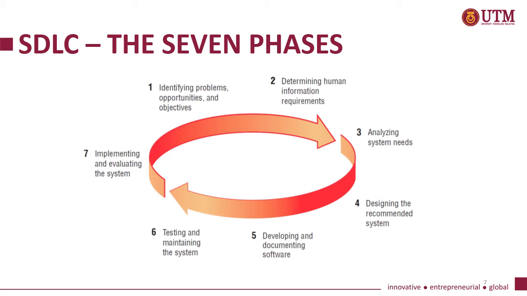There are 7 phases in the system development lifecycle. First phase is identifying problems, opportunities, and objectives. Second phase, determining human information requirements. Third phase, analyzing system needs. Fourth phase, designing the recommended system. Fifth phase, developing and documenting software. Phase 6 comprises testing and maintaining the system. And phase 7 comprises implementing and evaluating the system.